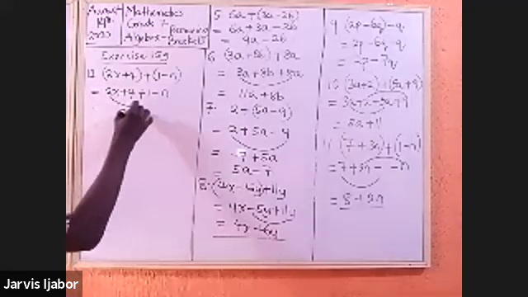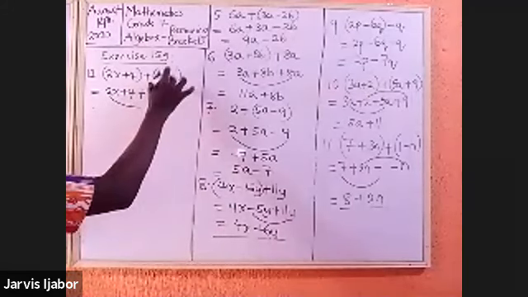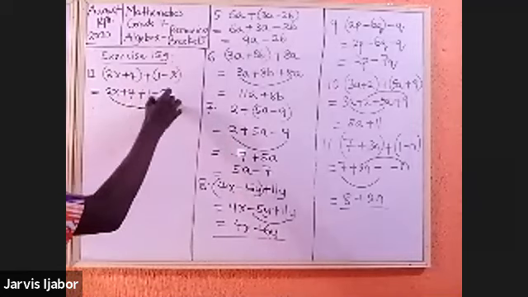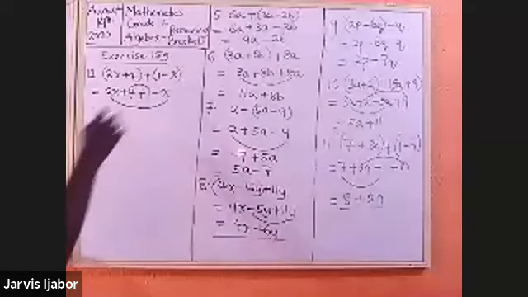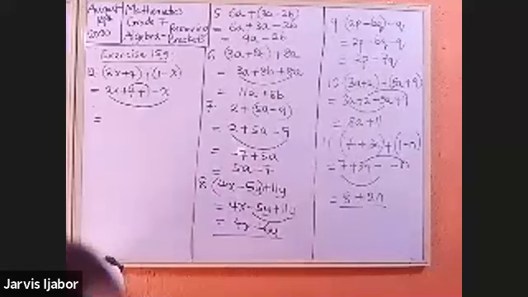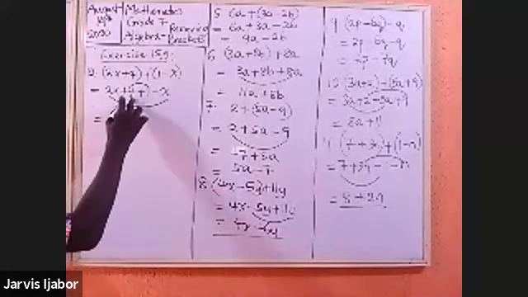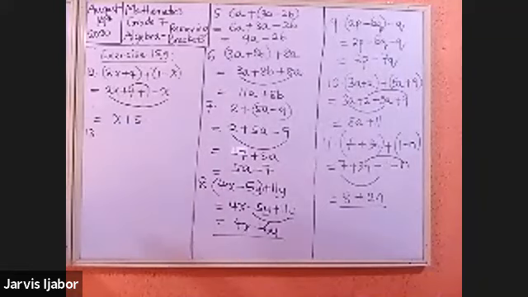This will go with 2x, is that 1? Sorry, 1 minus x. Sorry, this is x. So this will go with this and this will go with this. So 2x minus x. 2x minus x will give me what? x. 4 plus 1 will give me 5.